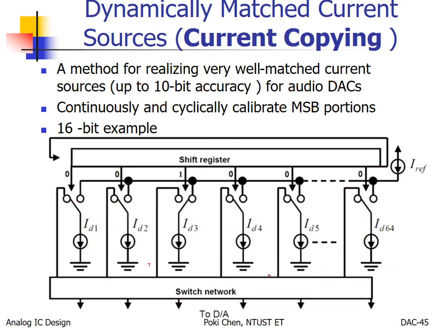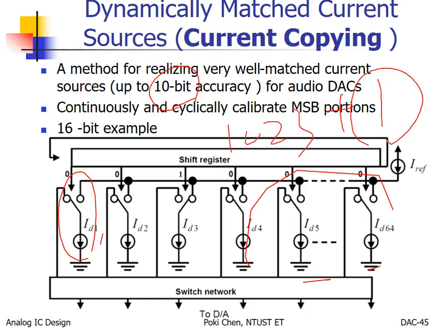At any time, there will be at least one of the current sources being calibrated. So for your output, there will always be less than one, right? So how many current sources do you need to have? One extra. You need to have one dummy current source.